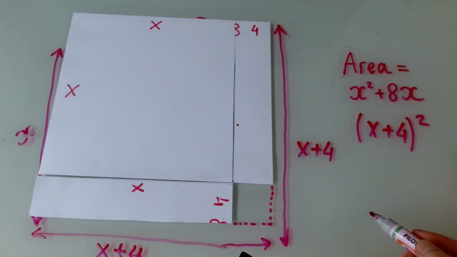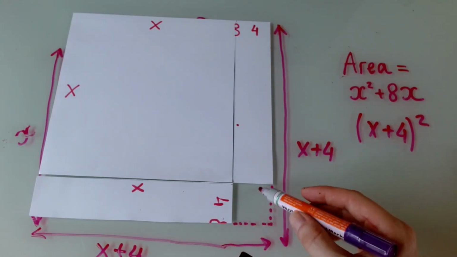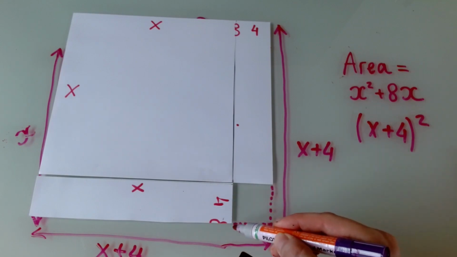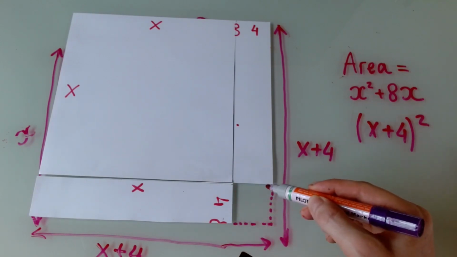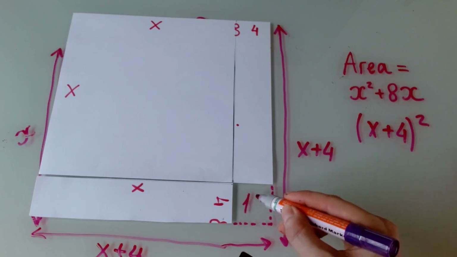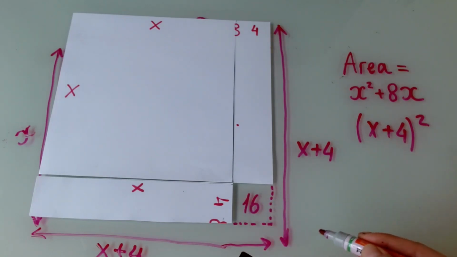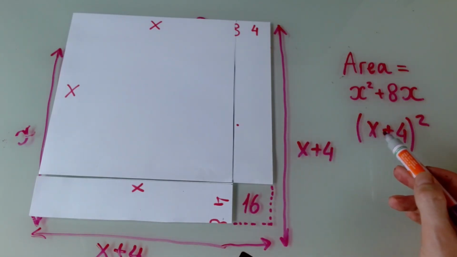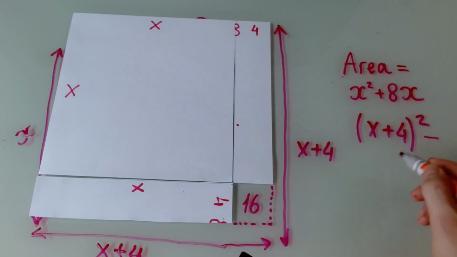Now, what would be the area of the small square? One side of the square is 4, and the other side is 4. So the missing area is going to be 16. So all in all, my area is going to be x plus 4 squared, then take away the missing area, which is 16. And if you look at this expression, it's going to be exactly the same as the one I got previously.